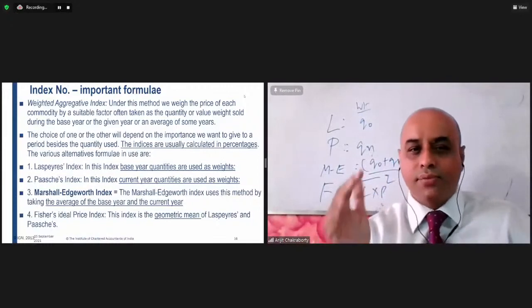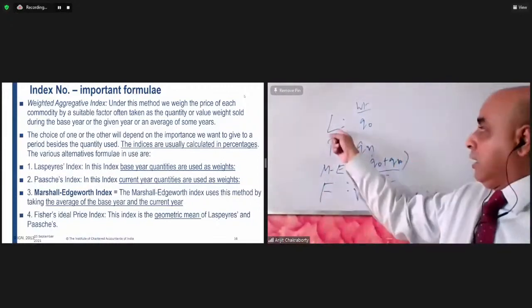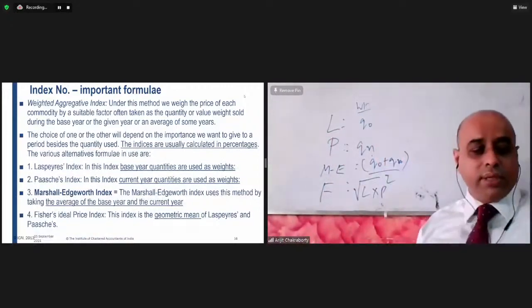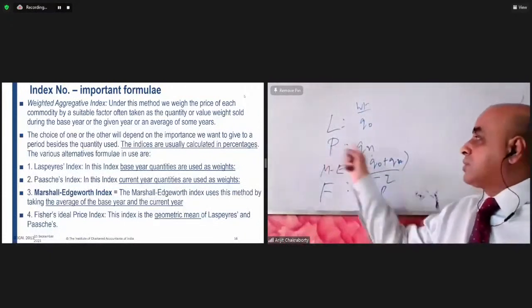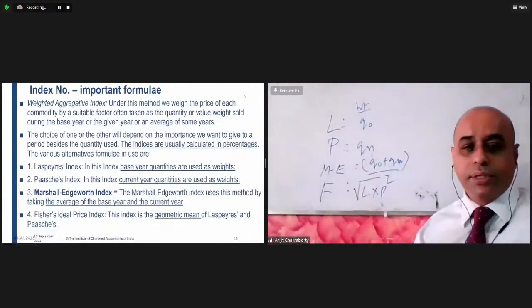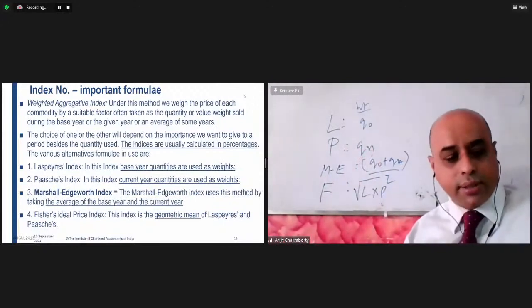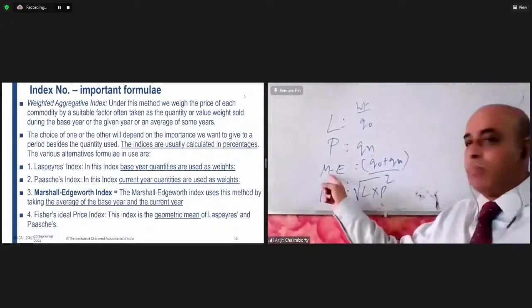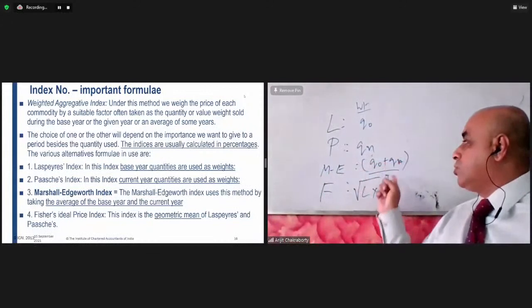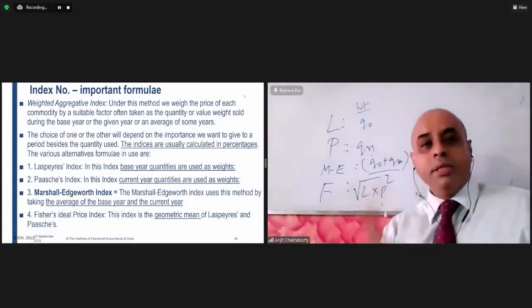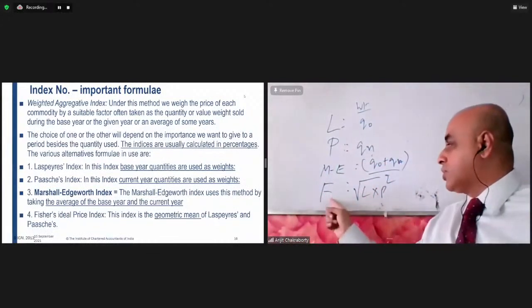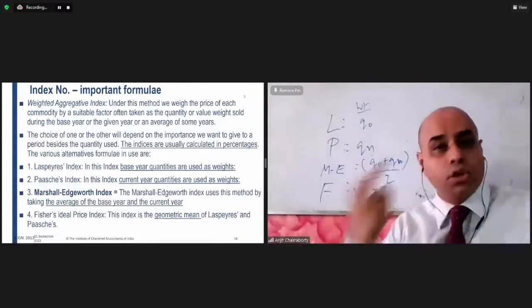Here we have the last period's index L, which uses the base year quantity, and then we have the past year's index Qn, which uses the current year weight. And then we have the Marshall-Edgeworth index, which is Q0 plus Qn by 2. That means it is the arithmetic mean, and Fisher's index, which is nothing but the geometric mean.